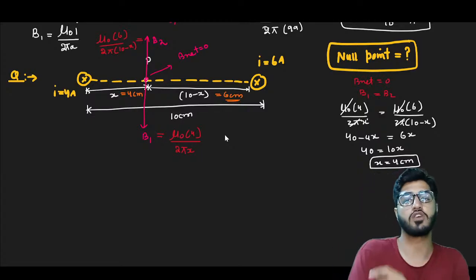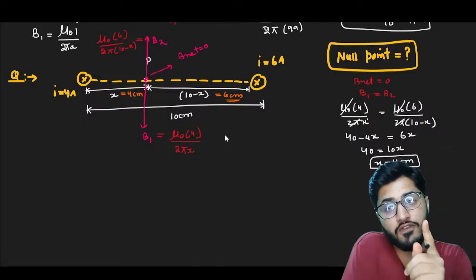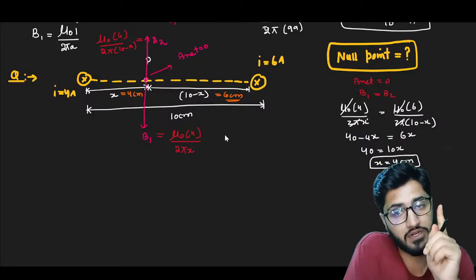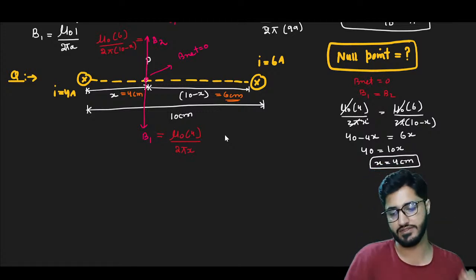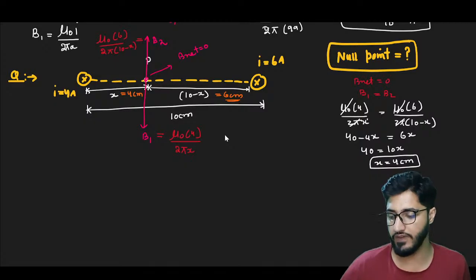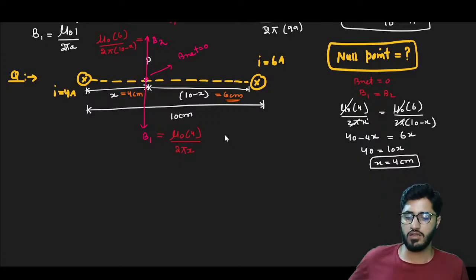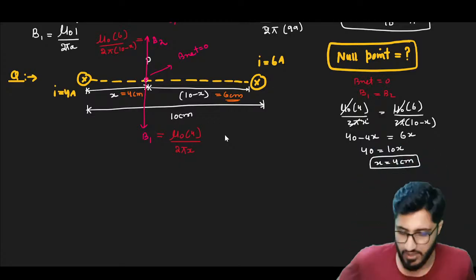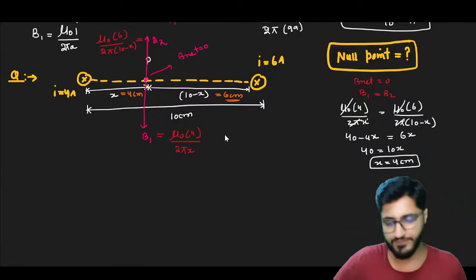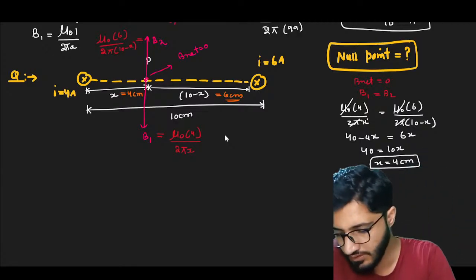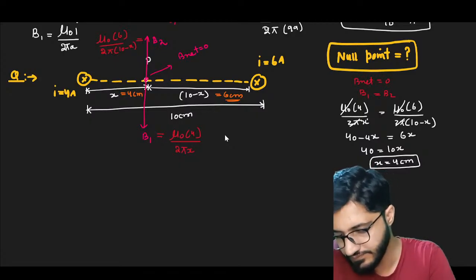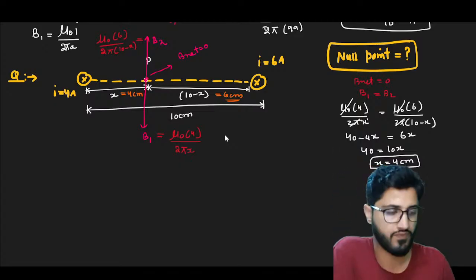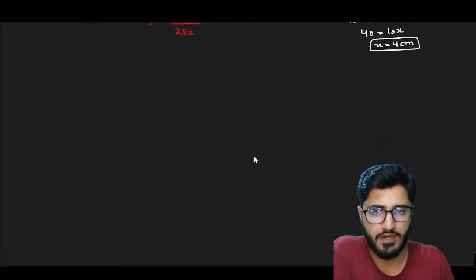So the null point on this line is 4 centimeter from the 4 ampere wire and 6 centimeter from the 6 ampere wire. This is how you need to calculate these numericals. I hope this one is very, very clear to you, right? Okay. Let's start now. Next numerical.